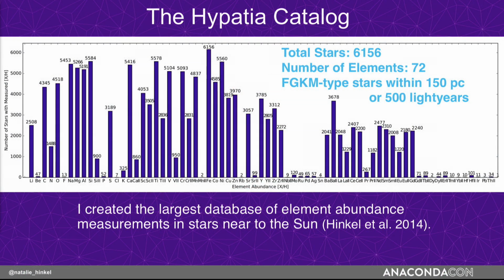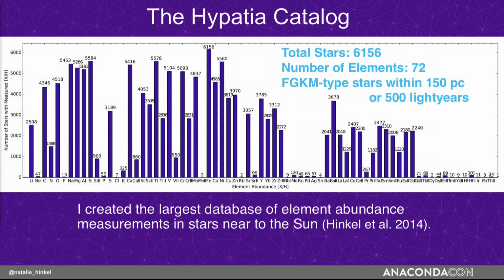But then we have a few M dwarfs. And I say that because you might start hearing more and more about M dwarfs. They're becoming the new hotness in astronomy. And all these stars are near to us. They're all within 150 parsecs or 500 light years. The reason for that distance cutoff is because this is what we need to get high resolution data to get all these different elements.